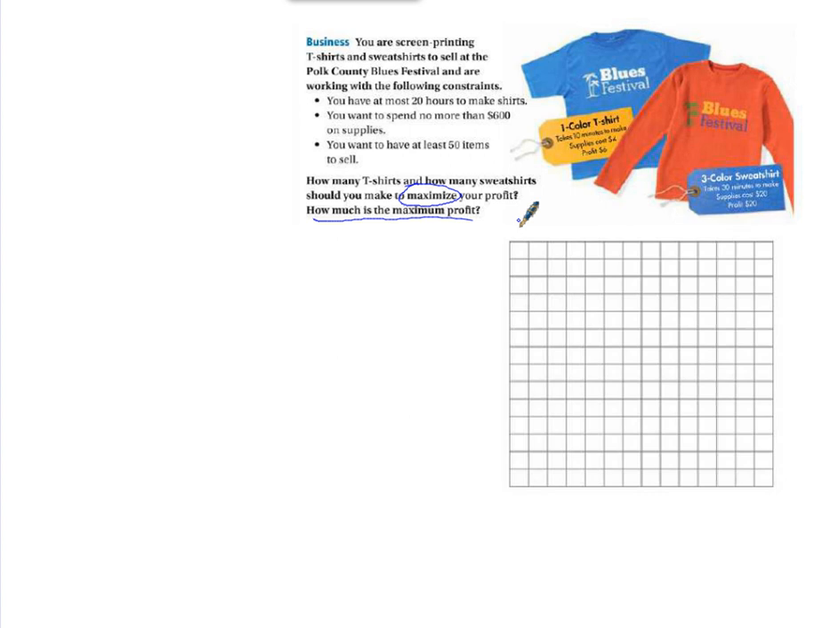So picture us going through that problem. In the end, we'll have that table set up. We'll have a bunch of answers from all of those ordered pairs. We're looking for the biggest number. That will be the maximum profit. And then the ordered pair that gets us there will tell us how many t-shirts and how many sweatshirts we should make. So just the nature of that question right there alone tells me what my variables are.